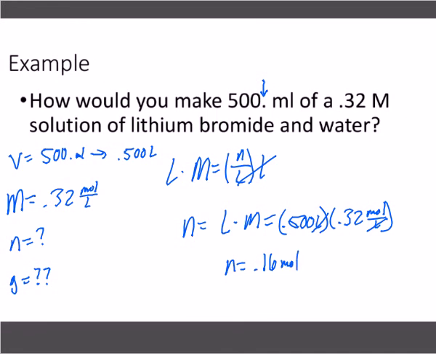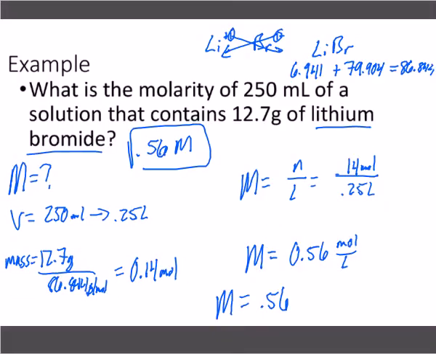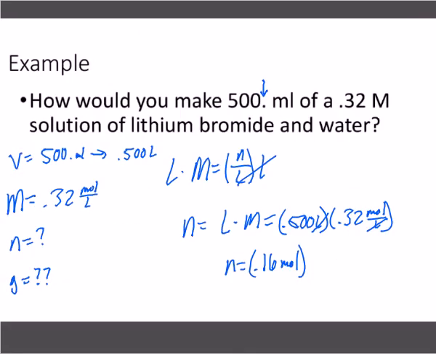Now what do we have to do? Yeah, get to grams. Before we were dividing to get to moles. Now we're going to multiply. You already have the molar mass of lithium bromide. We did that in the other example. That mass was 86.844. Moles will cancel out. How many grams do we have then?